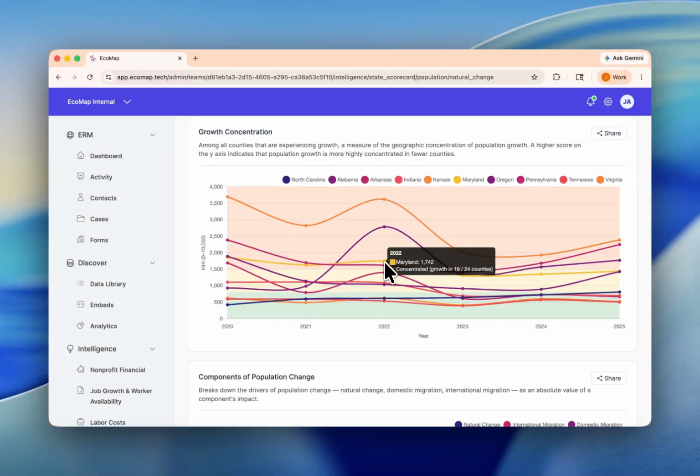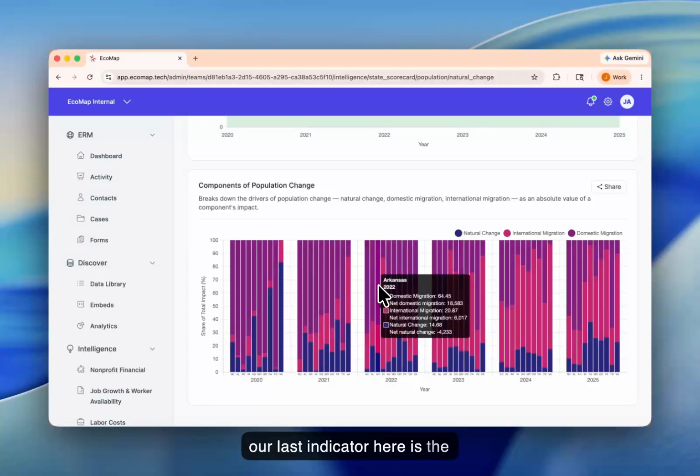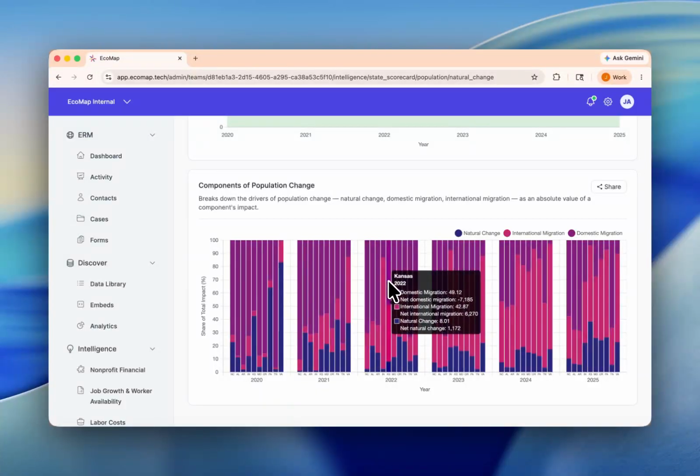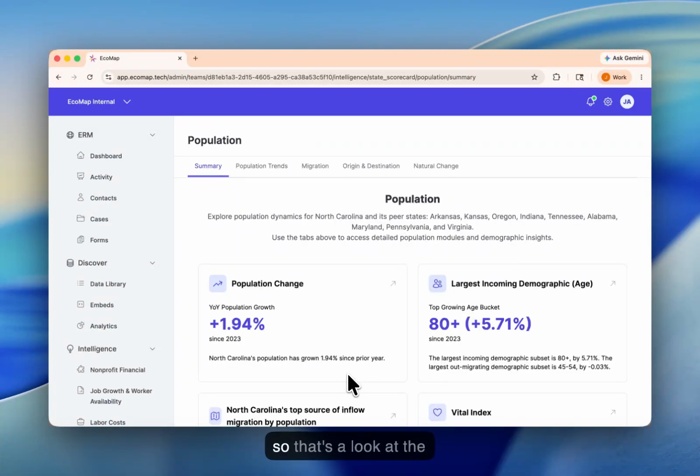Okay, and then our last indicator here is the components of population change. So of the population change that happened, how much of it is happening from domestic migration, U.S. state to U.S. state, international migration, and then this sort of natural change piece. So that's a look at the population module. Modules are available a la carte in bundles, so organizations can start with what's relevant and expand from there.